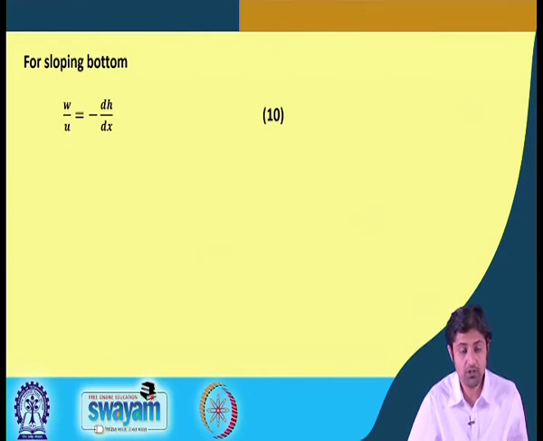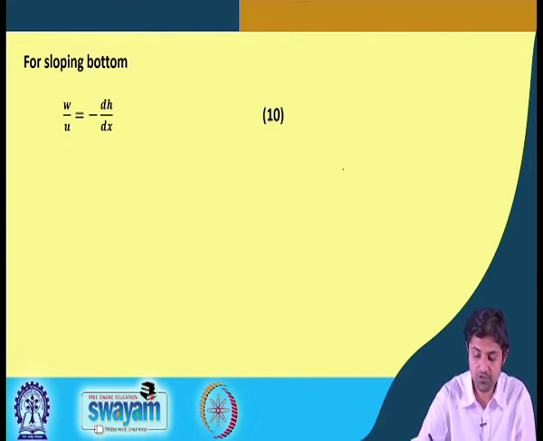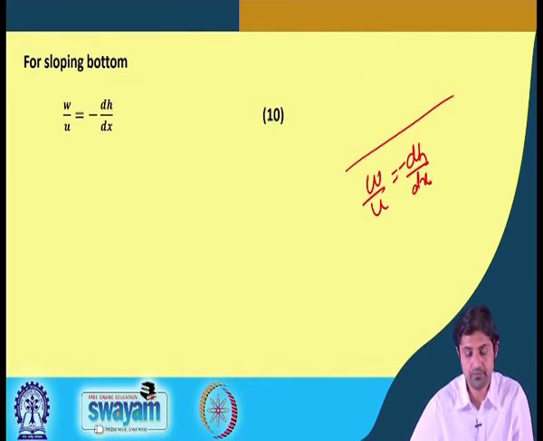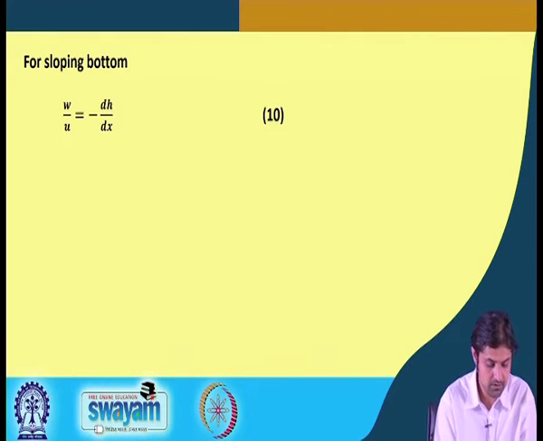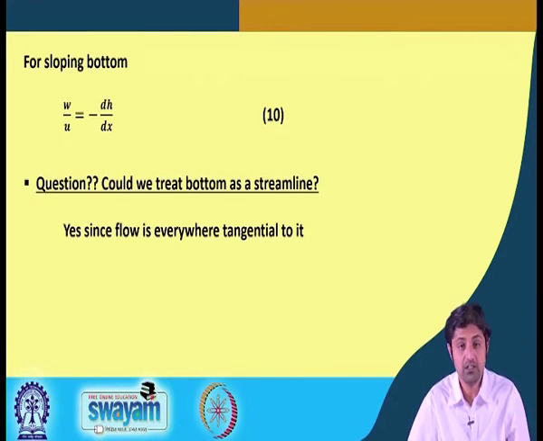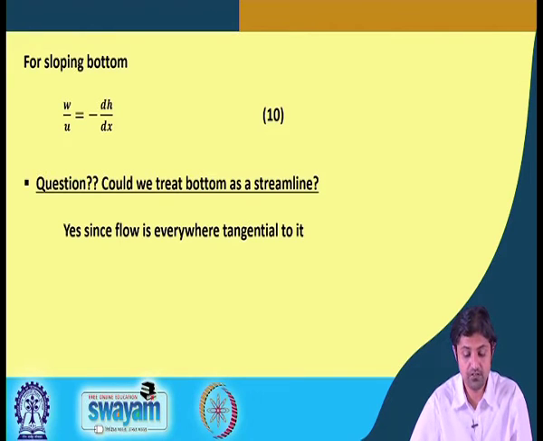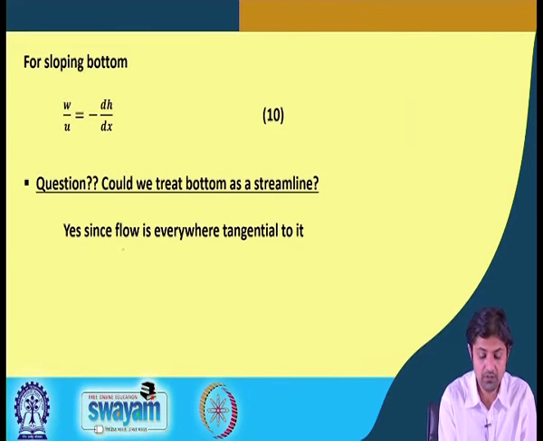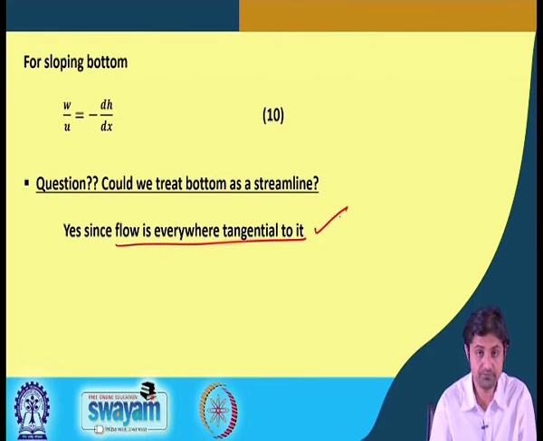Now, in case of a sloping bottom like this, we can write w by u is equal to minus dh dx. Very simple. The question to you is, could we treat this bottom as a streamline or not? Yes, since the flow is everywhere tangential to it. So, this bottom can be treated as a streamline because w is equal to 0 and therefore, the flow is everywhere tangential to it.